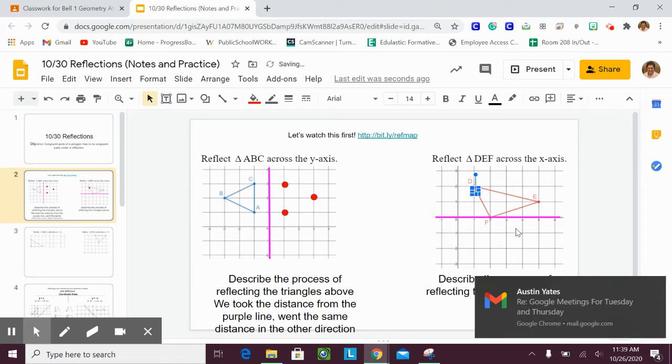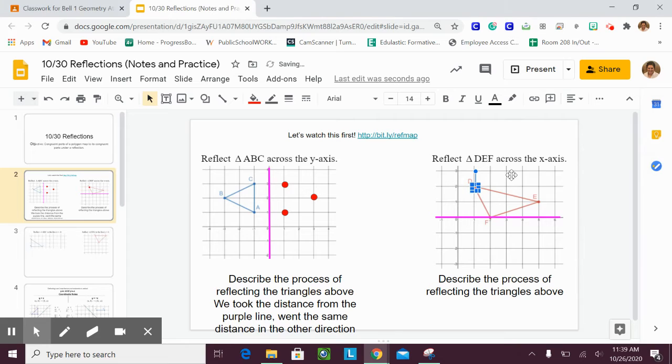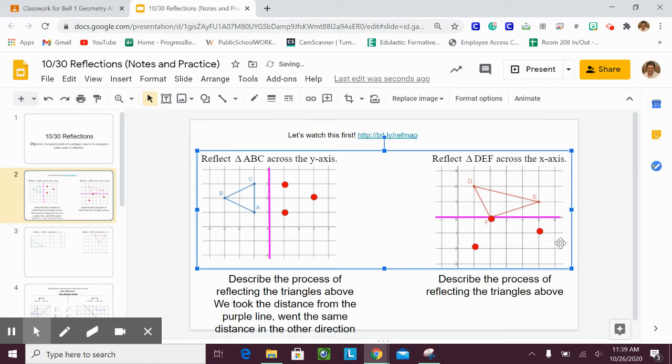Okay, if we're looking at D, I know D is 1, 2 away from the purple line. So I'm going to go 2 in the other direction. 1, 2. That's D prime. If I look at F, F is on the purple line. So it doesn't get reflected, it just stays there. And if I look at E, E is 1 away from the purple line, so I'm going to go 1 in the other direction. And there is our new shape. D prime, F prime, E prime.